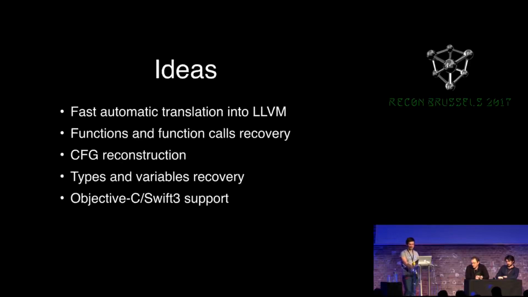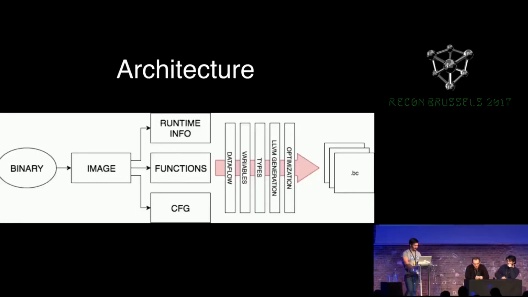These are basic ideas that we implement in our translator. We implemented a high-performance tool that translates iOS applications to LLVM. It can recover functions and function calls, arguments of those functions, and function types, recover control flow graph of the program, and reconstruct types and variables. During the translation and analysis, we also use all information about classes and interfaces we were able to recover. And this is the basic picture of how it works.